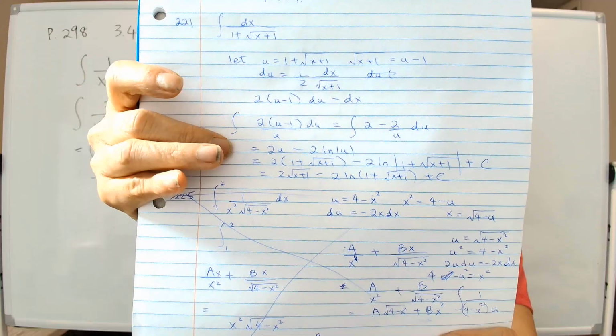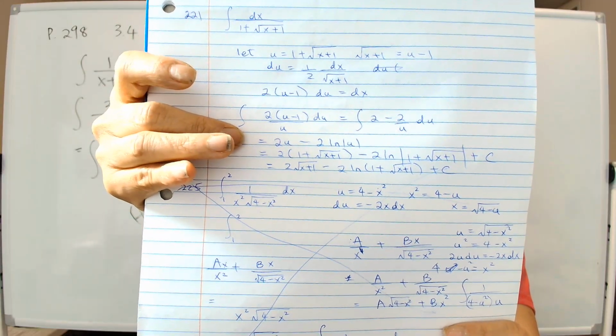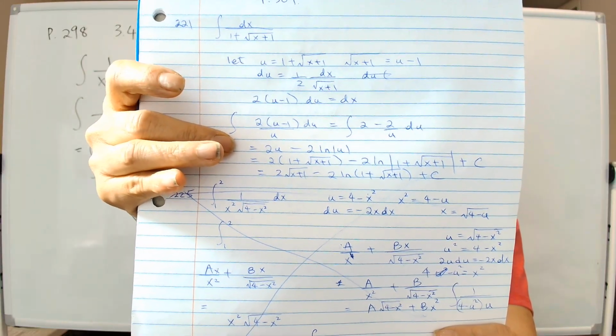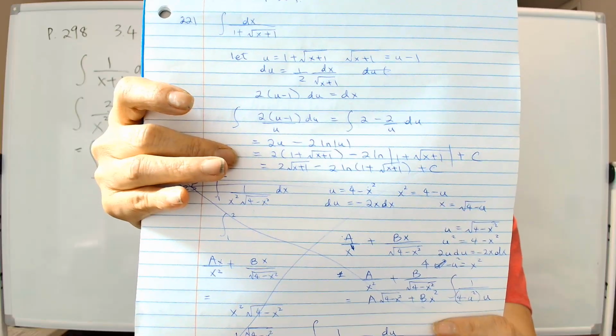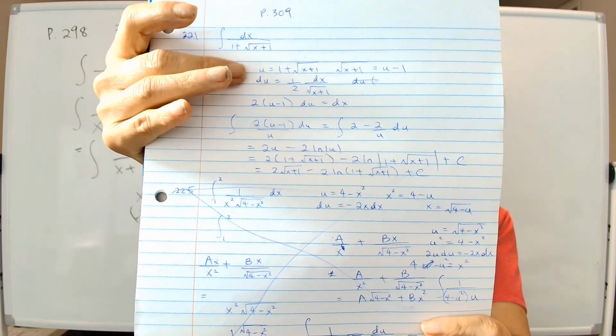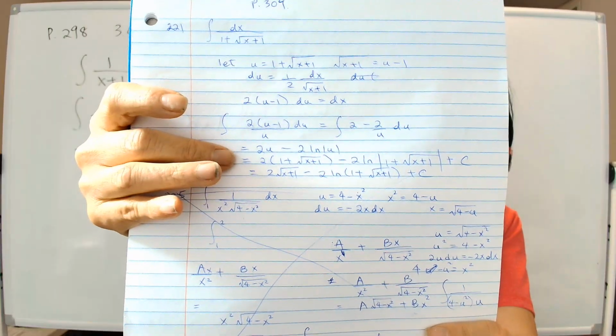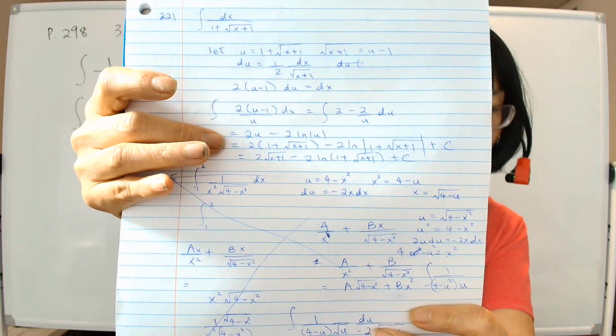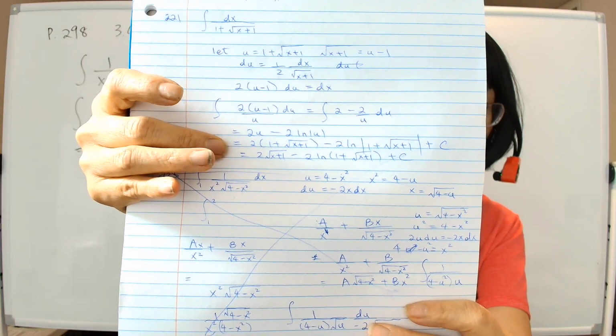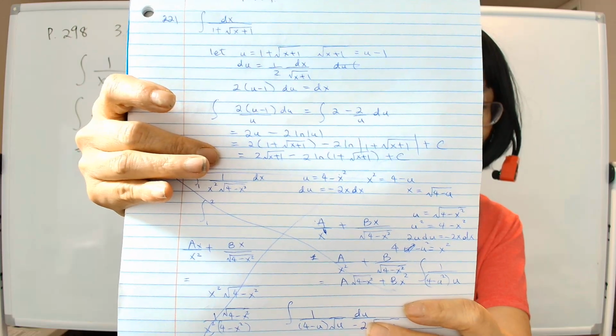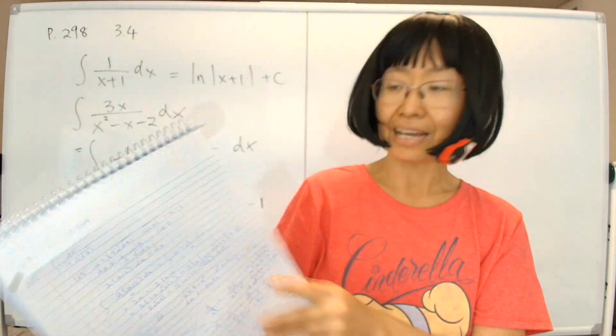And then that can be quickly integrated to be 2u minus 2 natural log of u. And then you plug u back in. What was u again? u is that whole chain of stuff: 1 plus square root of x plus 1. So you plug in the u. And then the answer will fall right out like this. See this, and that answer is correct.